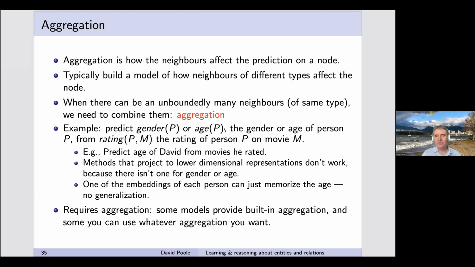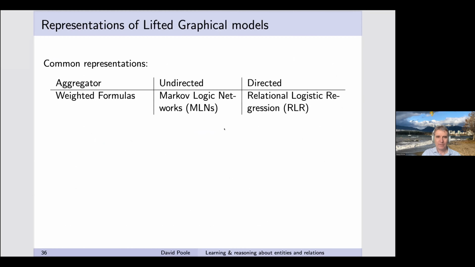And most people say, oh, you can use whatever aggregation you want, and that's sort of infuriating because we don't know what aggregation we want. So here's what we could do: the aggregator could be weighted formulae, in which case you end up with normalizing, you end up with either a sigmoid or a softmax. We had just formula, we have to average them, we have a product of all these terms, we take the logs and we take a sigmoid. So that's the undirected model, Markov logic networks, and there's a directed analog which is called relational logistic regression. Everything is just defined in terms of weighted formulas.